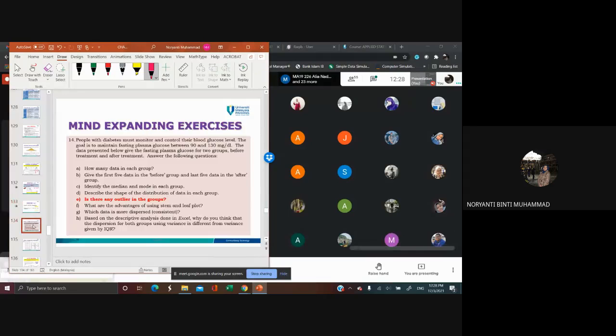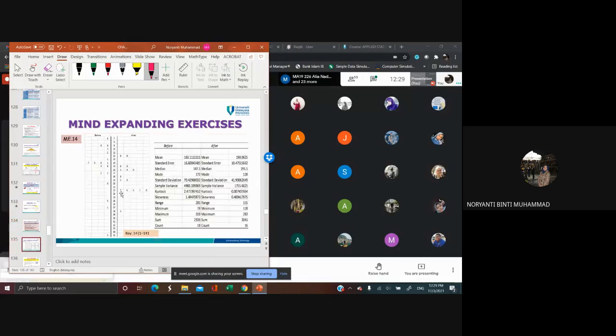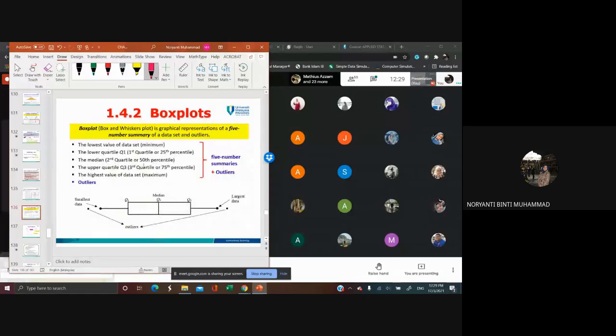Okay, now we move to the box plot. This is the box plot. Okay, what is a box plot? It's a box and whiskers plot. So you can see this is the box, this is the whiskers. It represents the five-number summary. What is the five-number summary? Lowest value, first quartile, second quartile, third quartile, and then highest value.